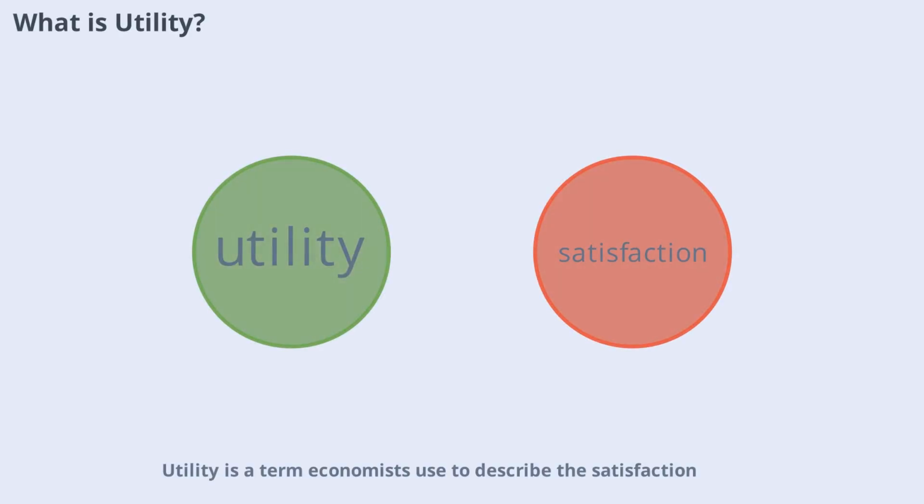Utility is a term economists use to describe the satisfaction or pleasure a person derives from consuming a product or service. Imagine eating your favorite meal or buying a new gadget. Utility is the happiness you get from those experiences. This concept allows us to compare different choices and see which options bring the most satisfaction. By measuring utility, we can better understand why people choose one thing over another and how they allocate their resources. Next, let's see how utility can be measured and compared.